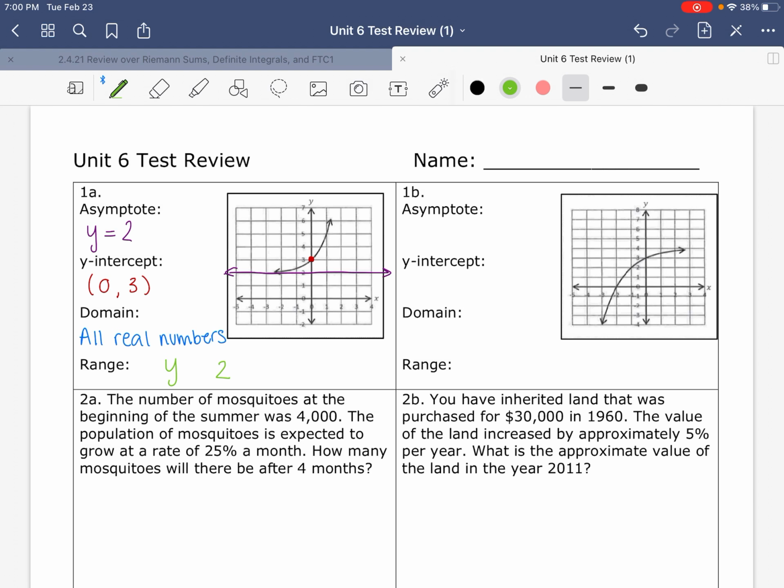And then we just have to see, is this above the asymptote or is it below the asymptote? Since our graph here is above our asymptote, it's going to be y is greater than 2. And make sure you don't put the equal to sign here because this graph will never actually touch the asymptote. So y is never equal to 2.